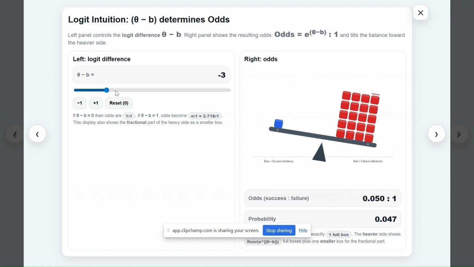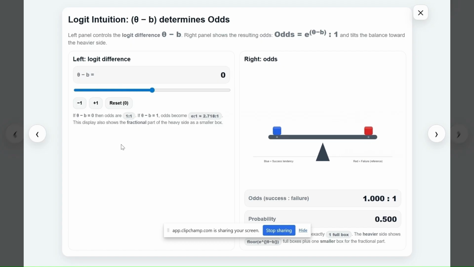So that's what it means. Now, what does it mean to say that the difficulty of a question is, for example, 2 logits? It means that it requires an ability of 2 logits to get the question at one-to-one odds. But we know that. What does it mean to say that there is an increment in the difficulty by 1 logit?